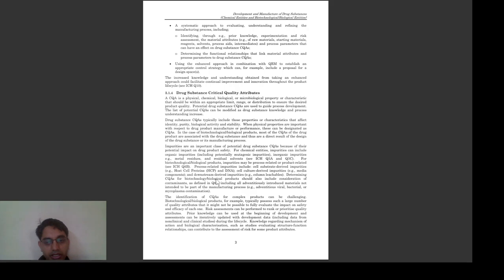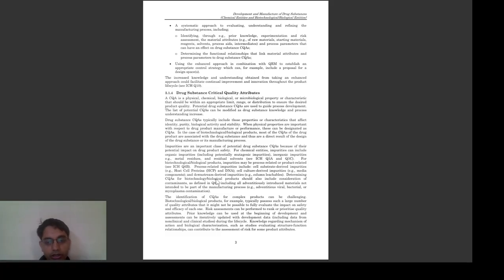For chemical entities, impurities can include organic impurities, that is potential mutagenic impurities, inorganic impurities, that is metal impurities, and residual solvents, that is ICH Q3A and Q3C. For biotechnology and biological products, impurities may be process related or product related. Process-related impurities include cell substrate-derived impurities, that is host cell proteins, HCP, and DNA. Cell culture-derived impurities, that is media components. Downstream-derived impurities, that is column leachables.